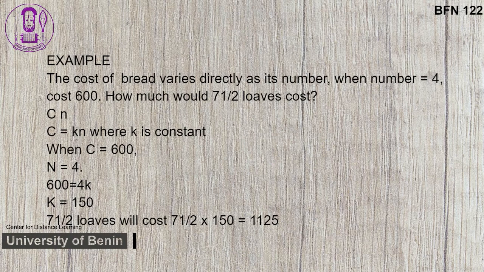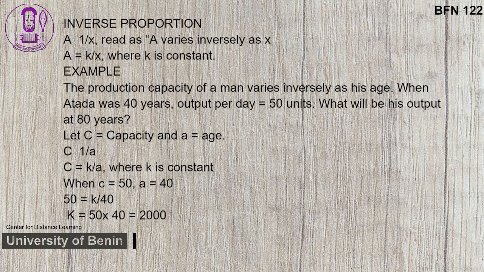600 equals 4K, so K equals 150. 7½ loaves will cost 7½ × 150 equals 1125. Inverse proportion: A ∝ 1/x, read as A varies inversely as x.